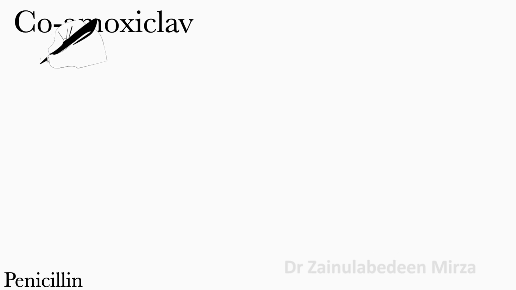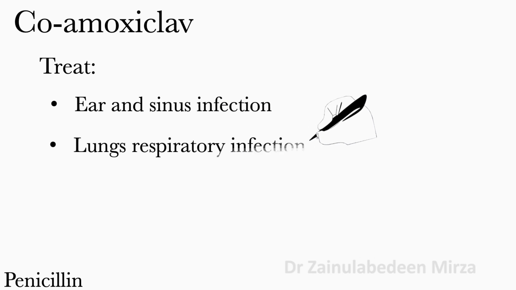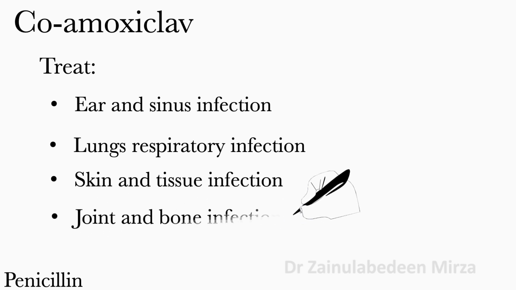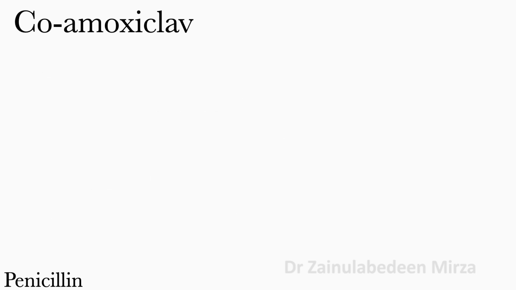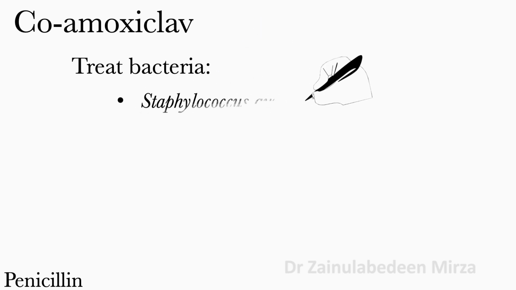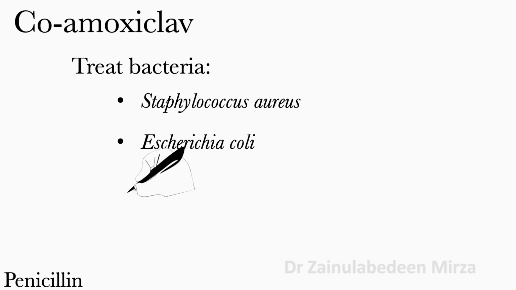Co-amoxiclav is used to treat ear and sinus infections, throat or lung respiratory tract infections, skin and tissue infections, and joint and bone infections. Co-amoxiclav antibiotic is used to treat bacteria like Staphylococcus aureus, Escherichia coli, and Haemophilus influenzae.